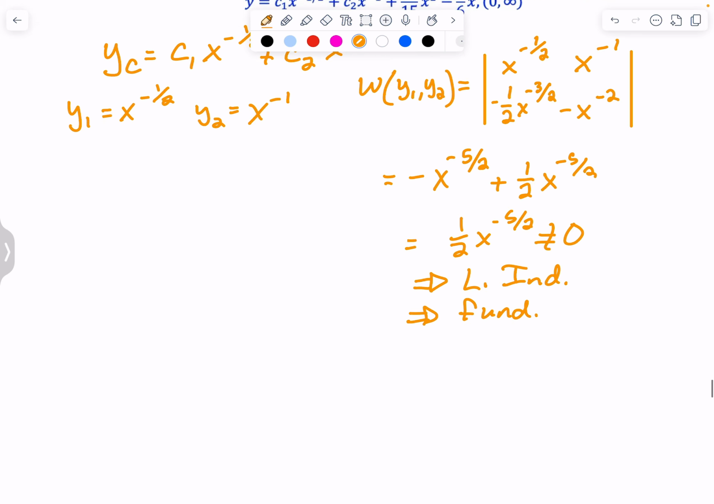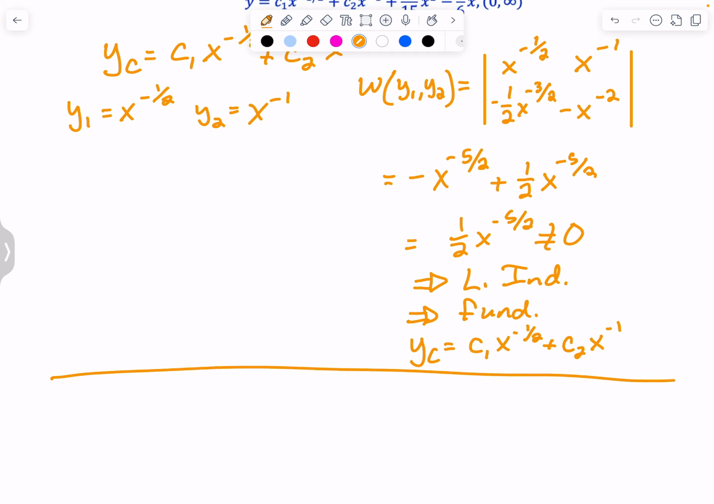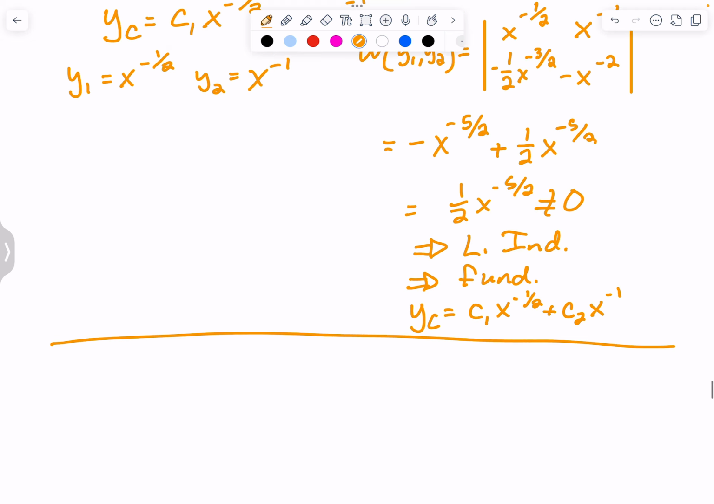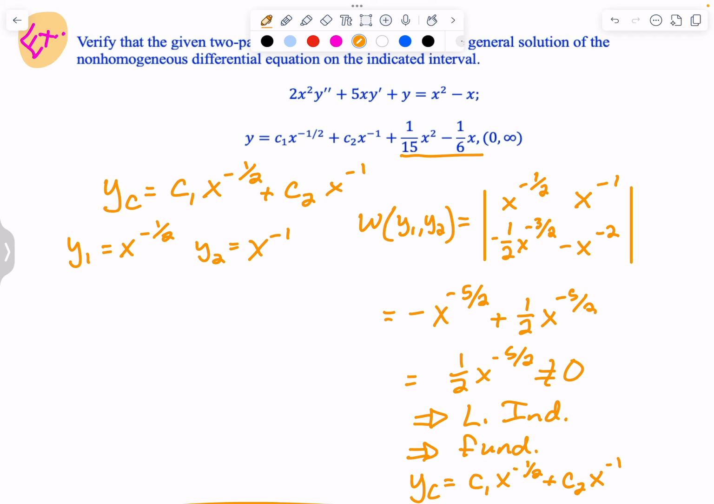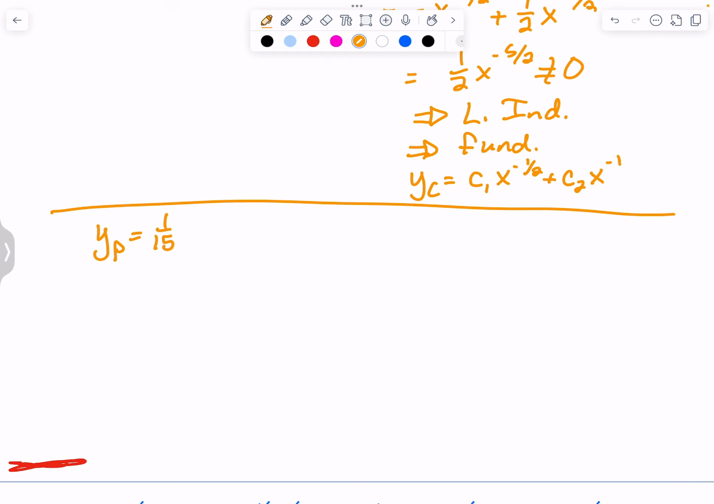So our y sub c is exactly what we said it was: c1 x to the negative 1/2 plus c2 x to the negative 1. Okay, so we verified that part. All we have to do now is verify the particular solution part. So y sub p is going to be this back half here, 1/15 x squared minus 1/6 x. Now we just have to verify this with the non-homogeneous equation. I'm going to write it again because it's not as simple as the one we just did.